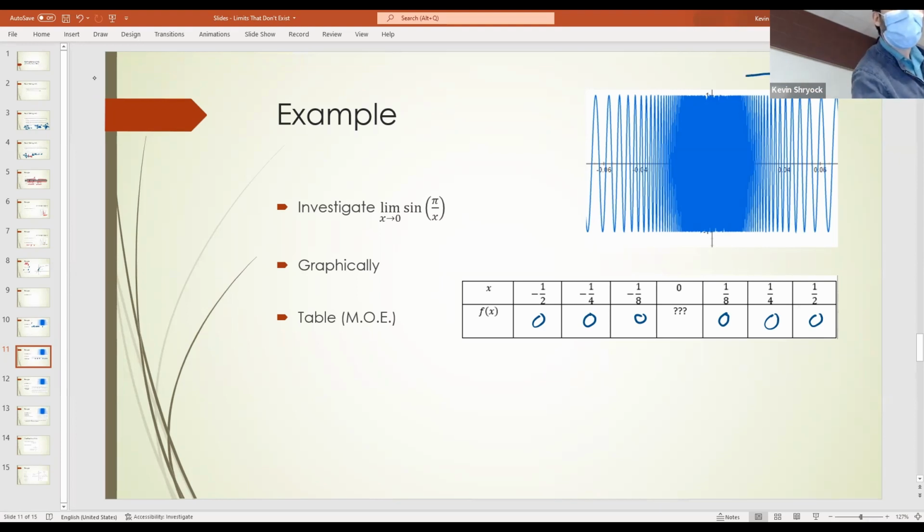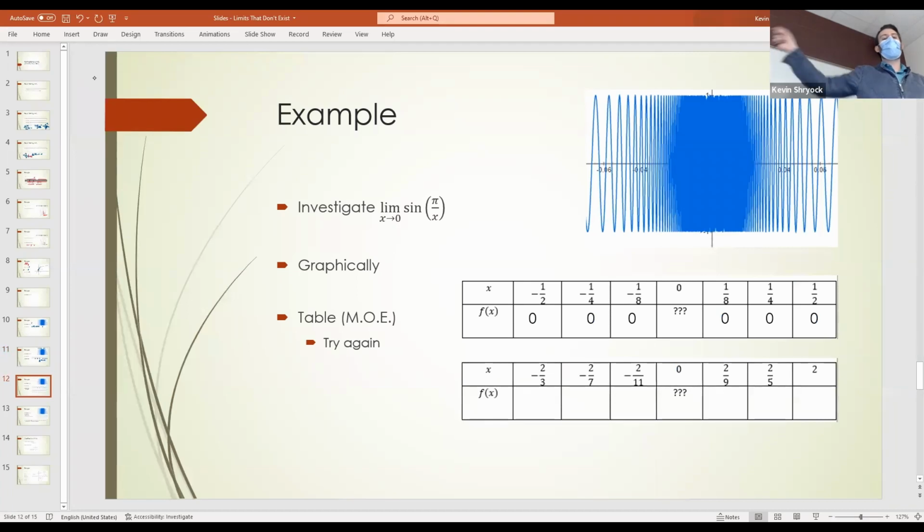I've got a good approach. The heights are 0, 0, 0, 0, all the way on down if I continue this pattern. So what's the limit? By this table, we would want to think the limit is 0. Remember that tables are not great ways of actually pinning it down. We need the algebra to pin it down. But we could say that the limit as x approaches 0 of this function appears to be 0, maybe, right? Squiggly equals, best information we've got right now. We're still exploring. All right, watch what happens if I give you a different table.